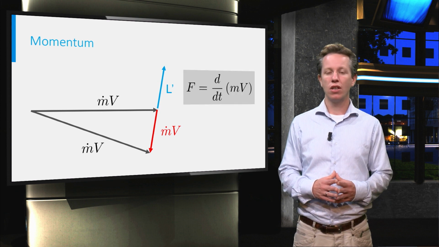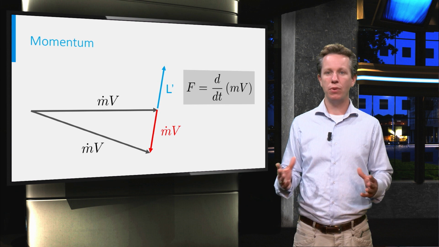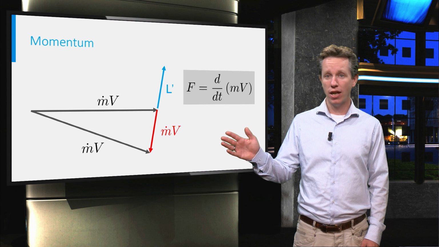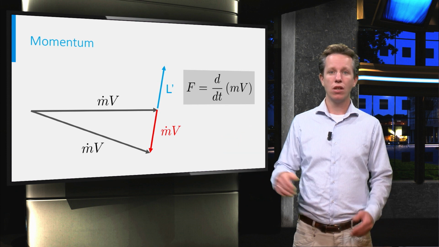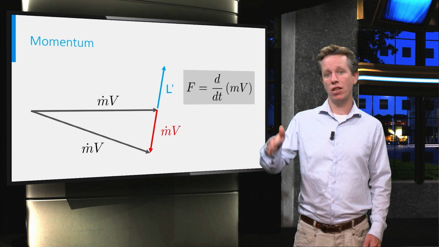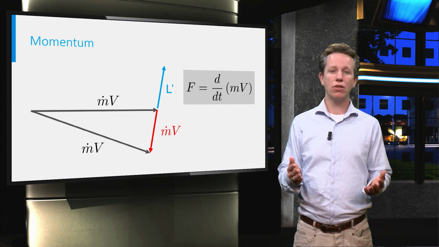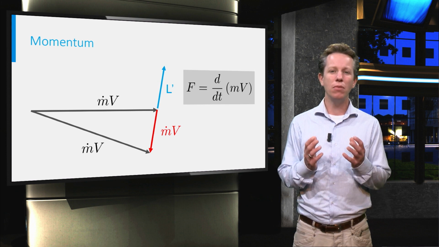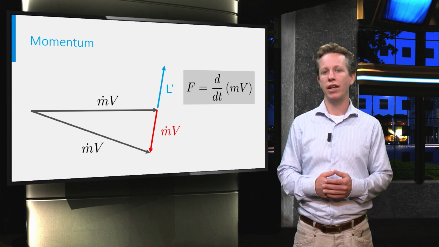F equals the change of m times v with time. You can also feel this yourself if you stick your hand out of the window of a car. When you place your hand under an angle and deflect the air, you generate a lift force. The larger the deflection, the larger the force. Now you have some understanding of how lift is created.